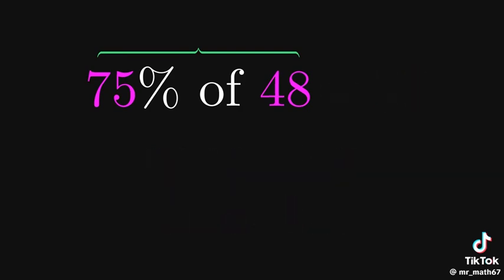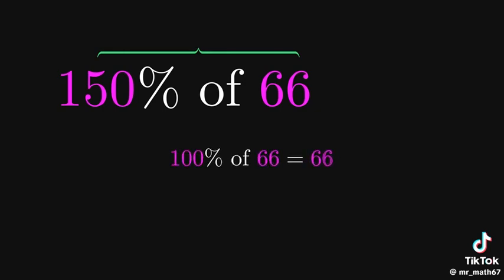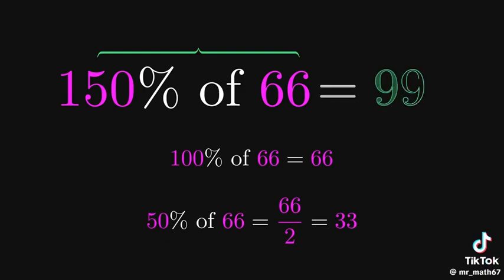Next one is 66% of 150. Rather, we calculate 150% of 66. In this case, we calculate 100% of 66, which of course is 66, plus 50% of 66, which is 33. So 66 plus 33 is 99.